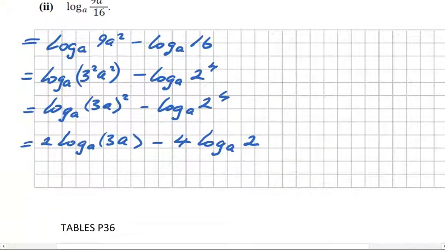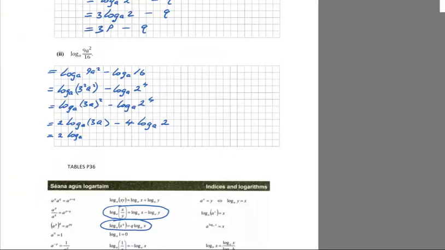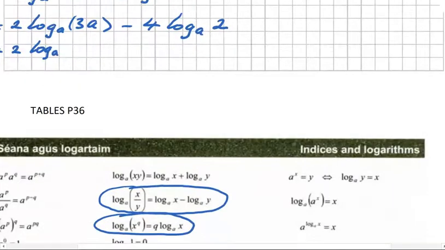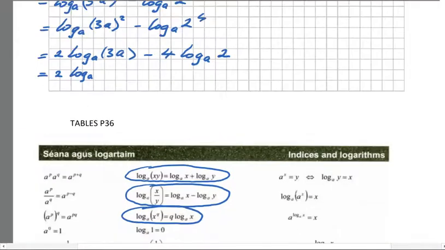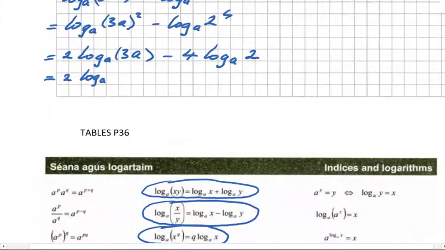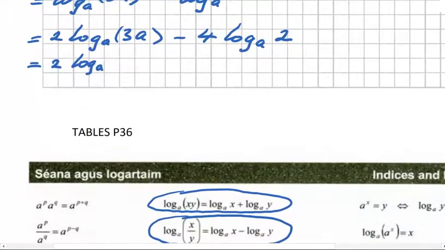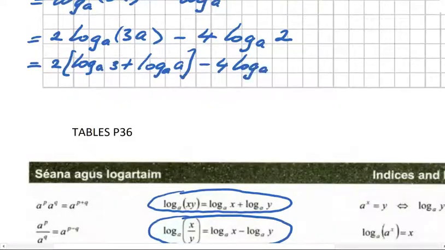And we can tidy up further here. 2 log to the base A of 3a. If you look down here, there's a rule that can help us. If you've got the log of xy, that's the log of x plus the log of y. So it's the same here with 3a. That's actually the log of 3 plus the log of a, and they're both to the base A again. And don't forget the 2 outside still. Minus 4 times the log to the base A of 2.